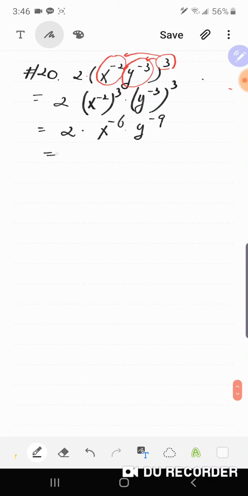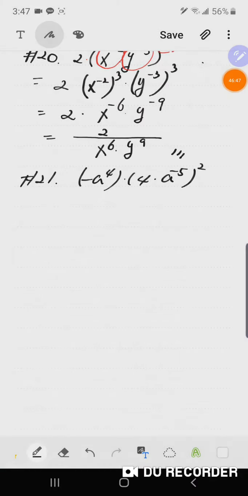Then once you have a negative exponent, you can move the position. So x to the negative 6th power can go down, then x to the 6th power, and negative 9 becomes positive 9. So y to the 9th power. So that is the answer.